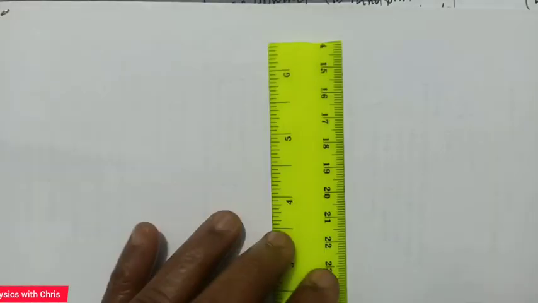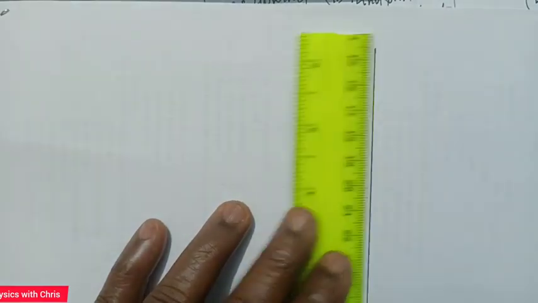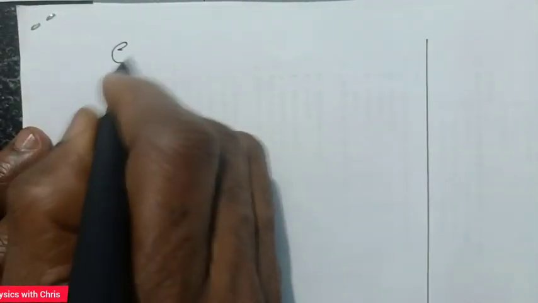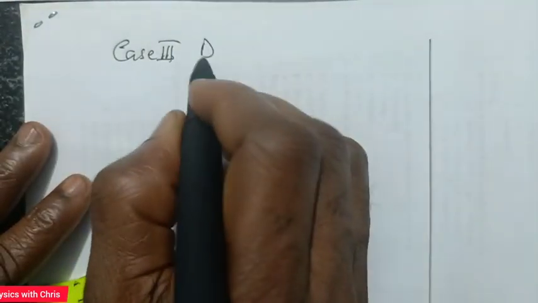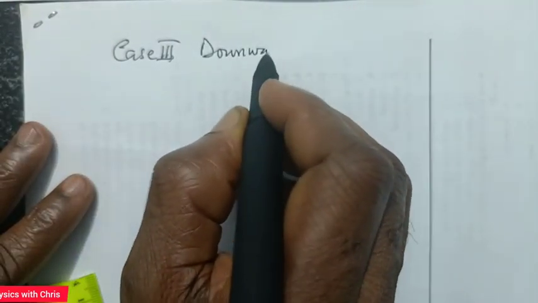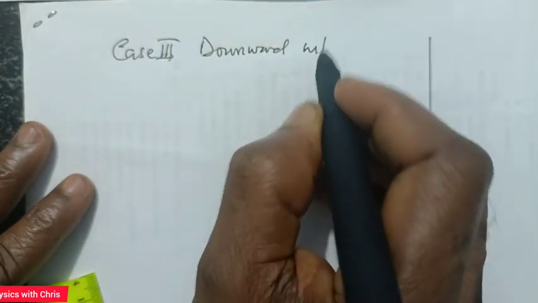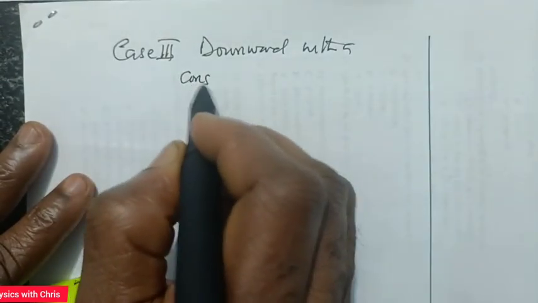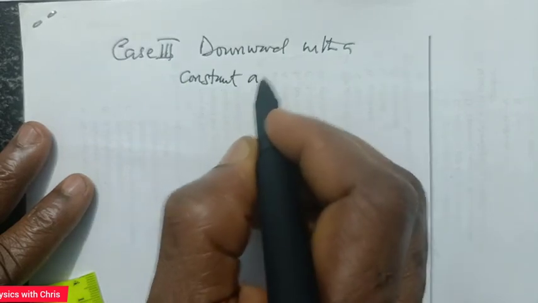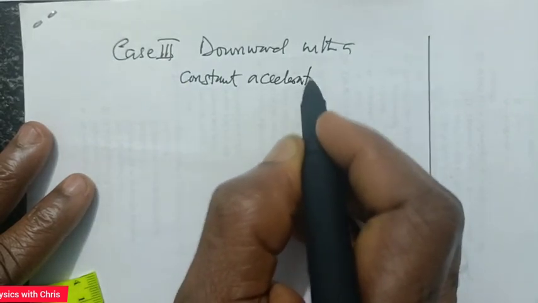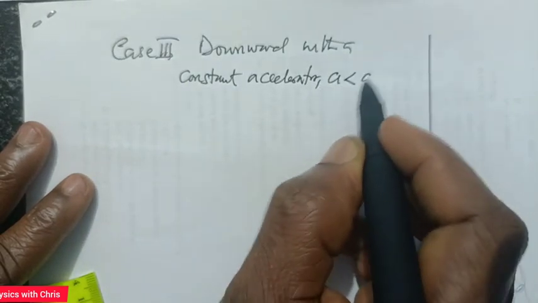Now, very quickly, for this case three, let me draw this line so that I can manage my space very well. For case three, we are looking at the case where the lift moves downward. The lift moves downward with a constant acceleration, a, which is less than g.